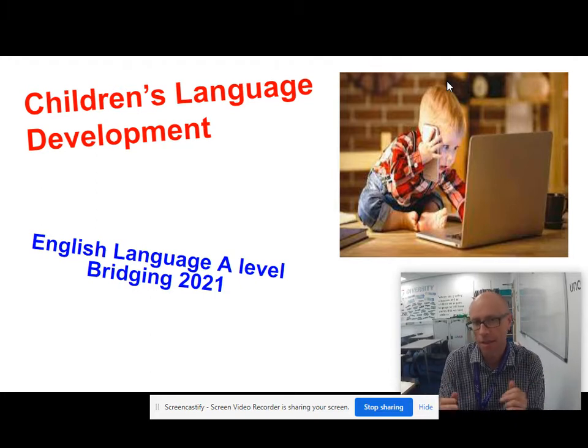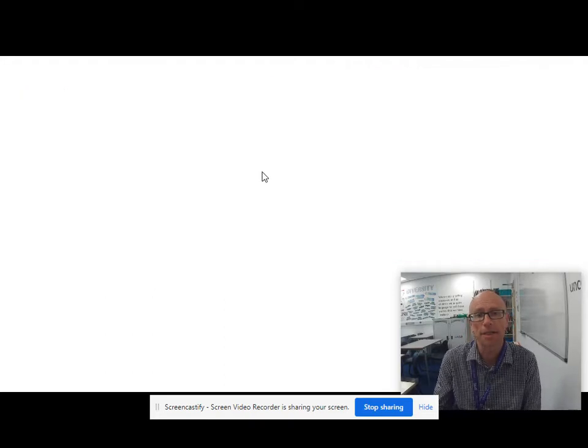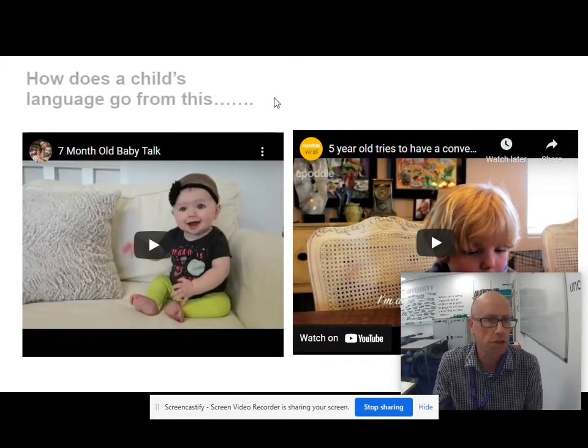It's a taster session. So this is useful for you if you're a year 11 student who's considering, shall I take English language A-level? How is it different from GCSE? Answer, a lot. And it could be useful for you as well if you're a first year student going into your second year and you haven't done children's language development yet. Okay, so let's start off with this question.